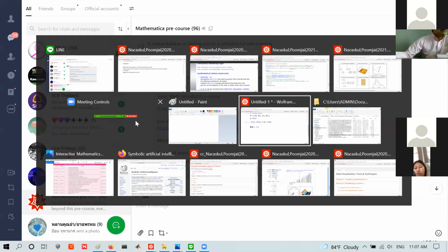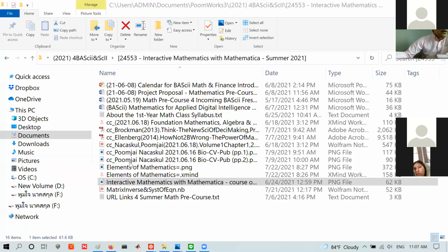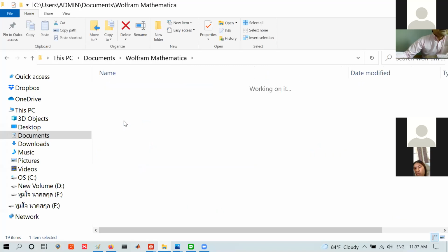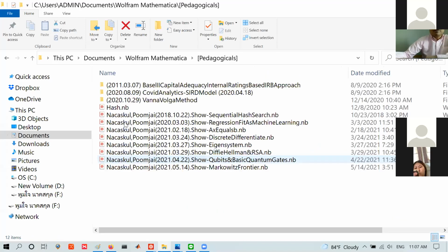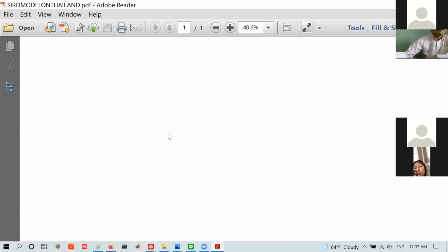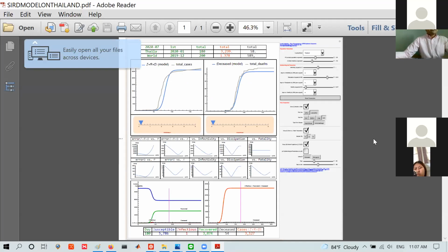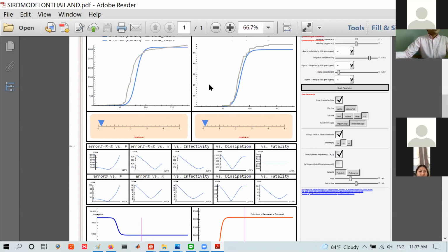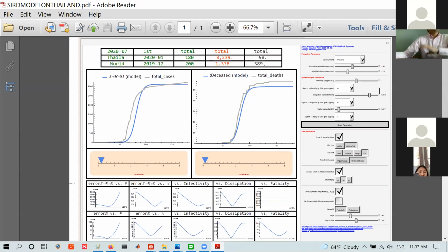Documents, Mathematica, pedagogical, COVID, yeah. So this was a picture of COVID models in July last year. Yeah, exactly last year. So this is actually what I did on Mathematica. So imagine that I wanted to do this as a software. So I'm not using it as a teaching tool, okay?